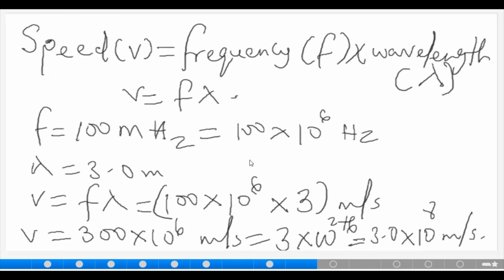Now, this is the breakdown of what I did here. Speed V is equal to frequency f times wavelength lambda. 10 raised to the power 6 is termed mega. If it were capital K, that would be kilo, which is 10 raised to the power 3. Don't forget those terms. Then lambda is 3.0 meters. So you still have 3.0 times 10 raised to the power 8 meters per second for the velocity.